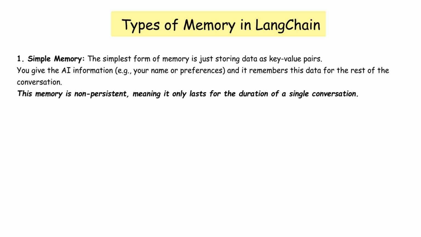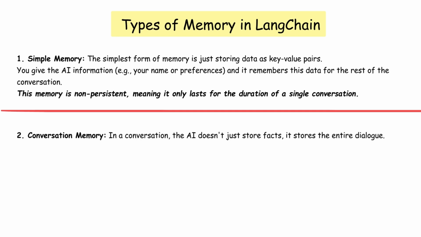Let's start with the simple memory. This is the simplest form of memory that just stores data as key value pairs. You give the AI information. Let's take, for example, your name. The AI remembers this data for the rest of the conversation. This memory is not persistent, meaning it only lasts for the duration of a single conversation.